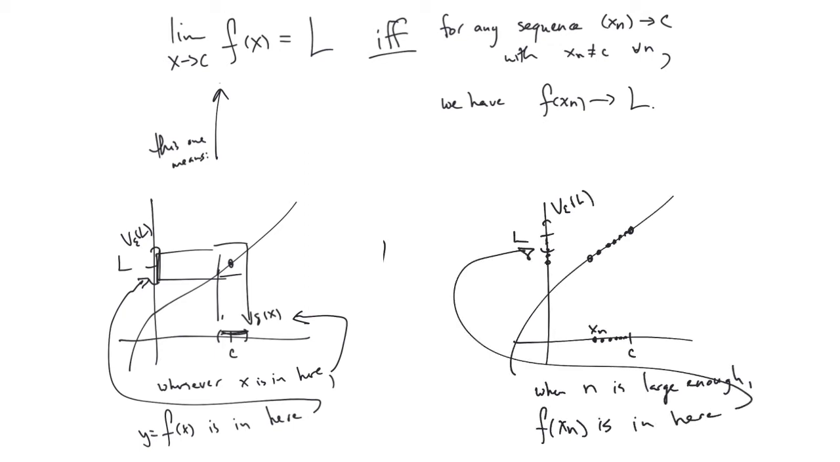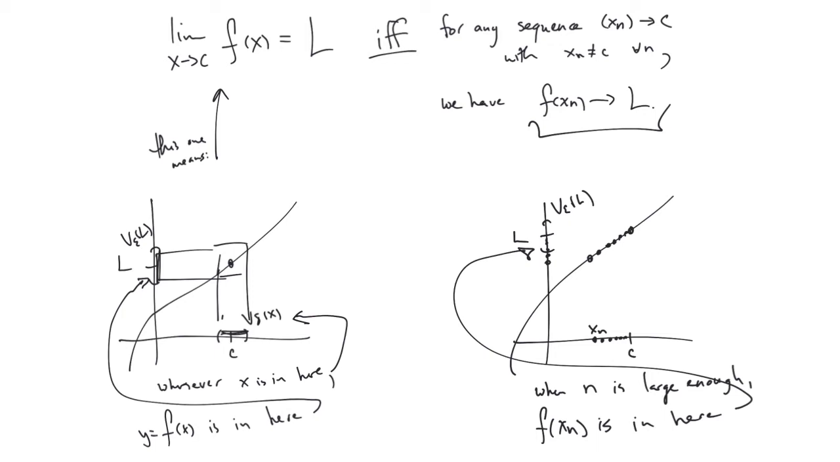Right? This is what it means to say that f of x_n approaches L, right? What's the difference between these two pictures? There isn't really much difference between these two pictures. The point of the theorem is to say that these two concepts are saying the same thing.